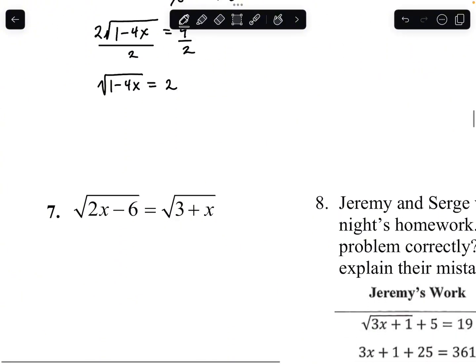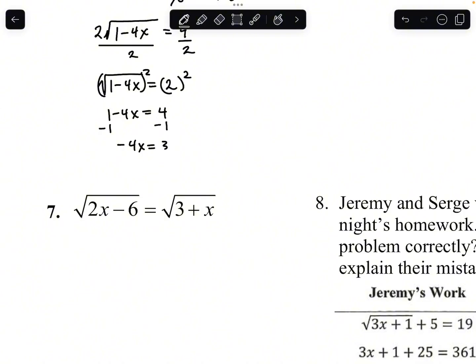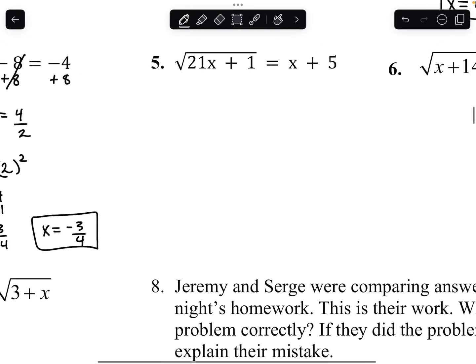Because we have square root equal to a positive, it's okay to square both sides. And so 1 minus 4x equals 4. Then we can isolate the x by subtracting 1 and dividing by -4. And so -3/4 would be our final answer.